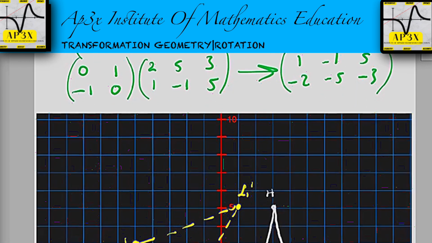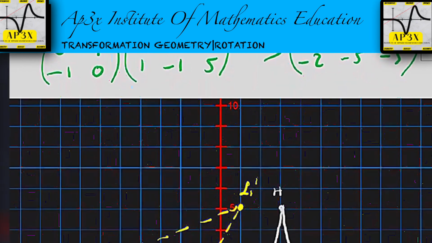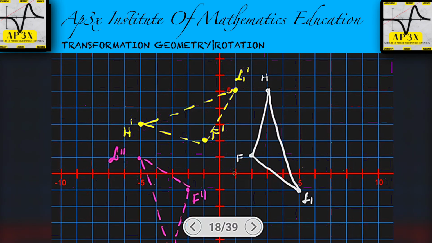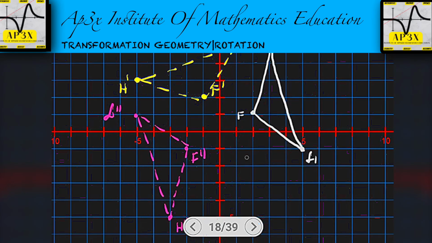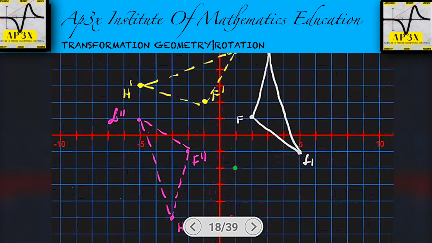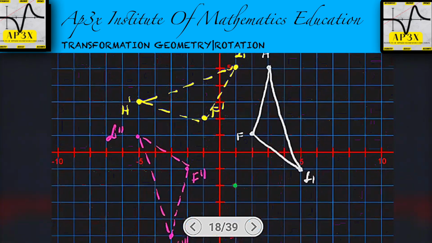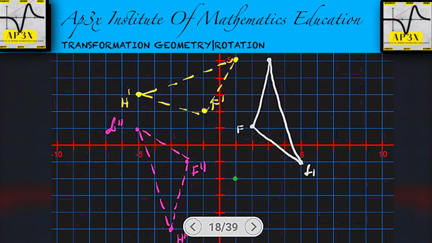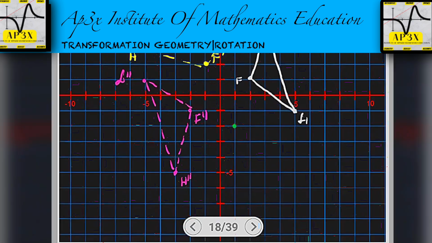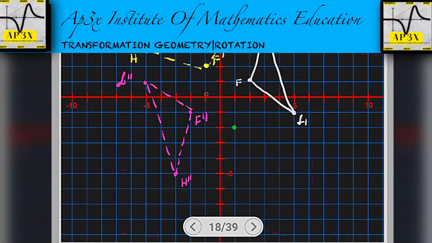And so of course you can go ahead then and plot 1, negative 2. So that's 1, say here, and down 2. So I'm going to be at this position here, 1, negative 2. Then I have negative 1, sorry, negative 1, negative 5. So that's negative 1 here, 1, 2, 3, 4, 5. So that's my F triple prime. That's my G triple prime.